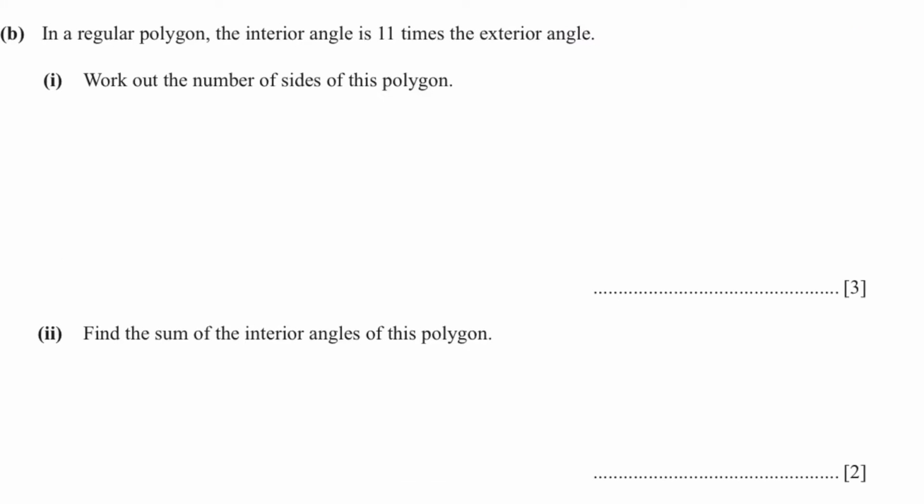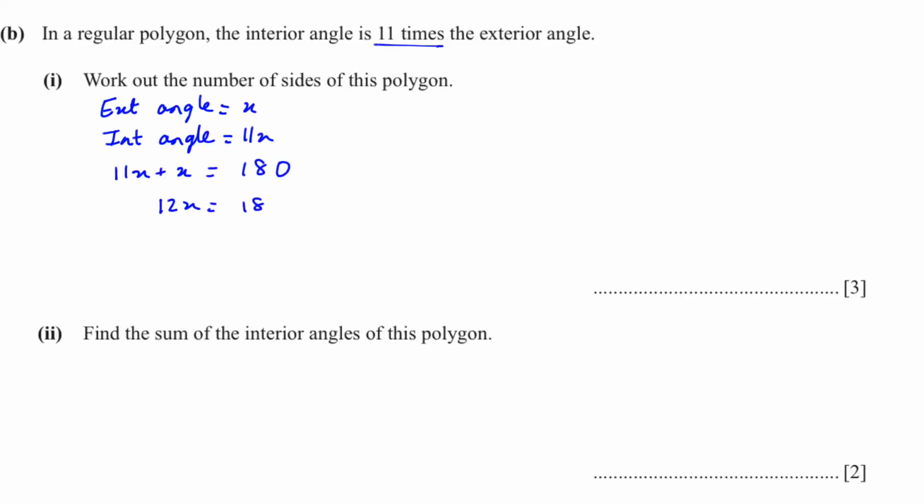In part B, in a regular polygon, the interior angle is 11 times the exterior angle. Work out the number of sides of this polygon. We have to use two formulas here. The first one is, let's begin with writing, let the exterior angle equal to x. Therefore, the interior angle will be 11x. As they told us, it's 11 times the exterior angle. The interior angle plus the exterior angles equal 180. So 12x is equal to 180 and x is equal to 180 divided by 12, which will give us 15. Therefore, the exterior angle is 15.